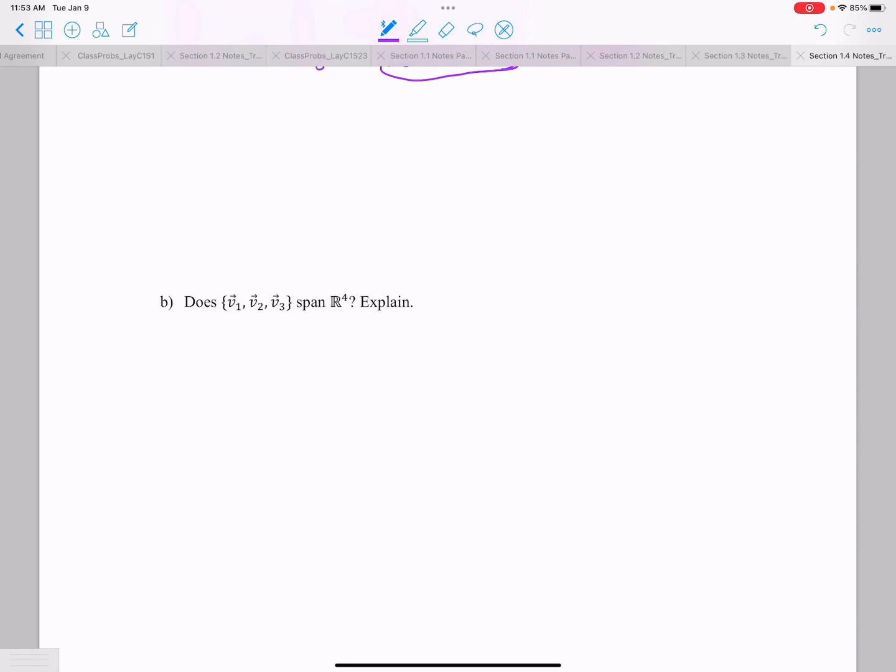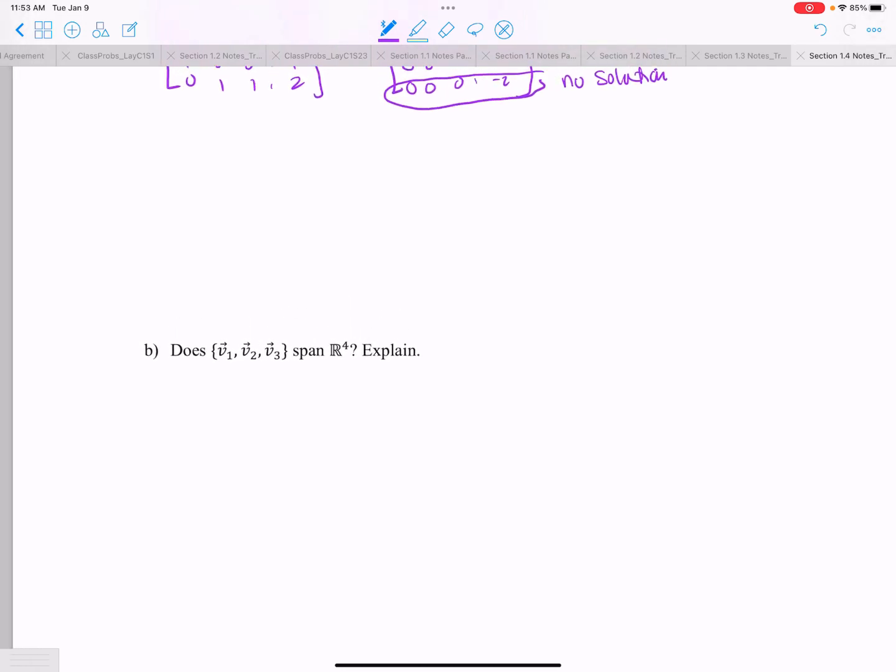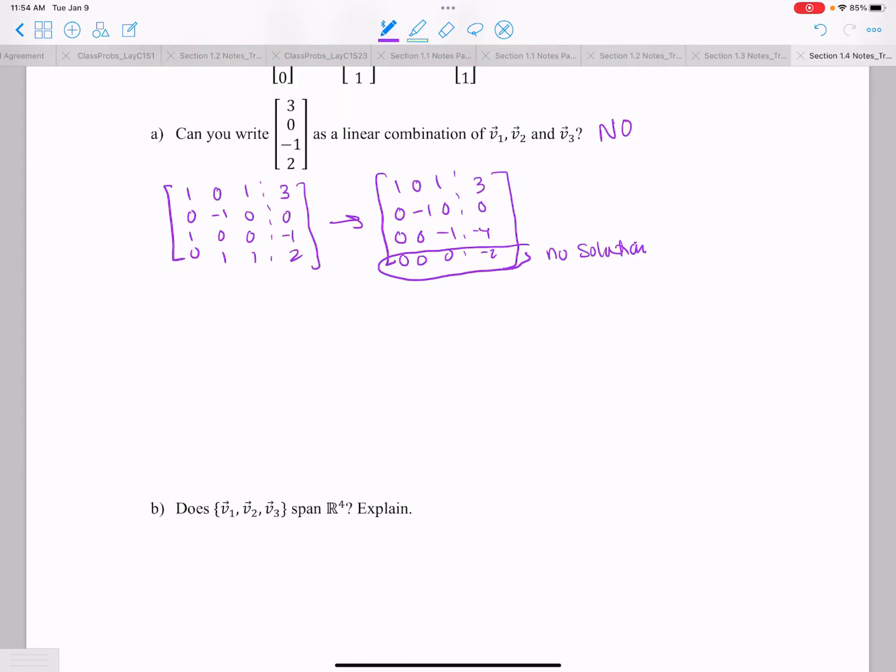And finally, this last question, does v1, v2, v3 span R4? In other words, can every vector in R4 be written as a linear combination of v1, v2, v3? No, because we just saw in part A that the vector 3, 0, negative 1, 2 cannot be written as a linear combination of those 3 vectors, which means there is at least one vector that cannot be written as a linear combination, so it does not span R4.